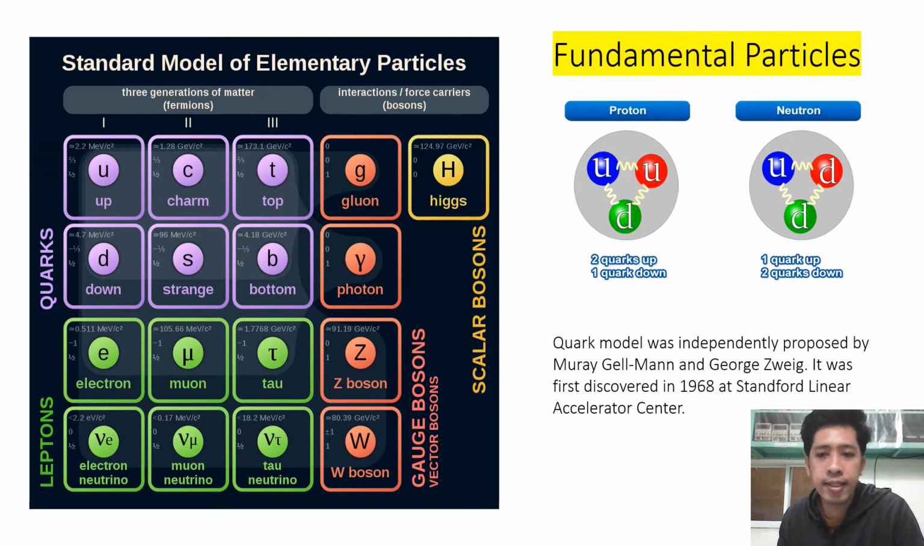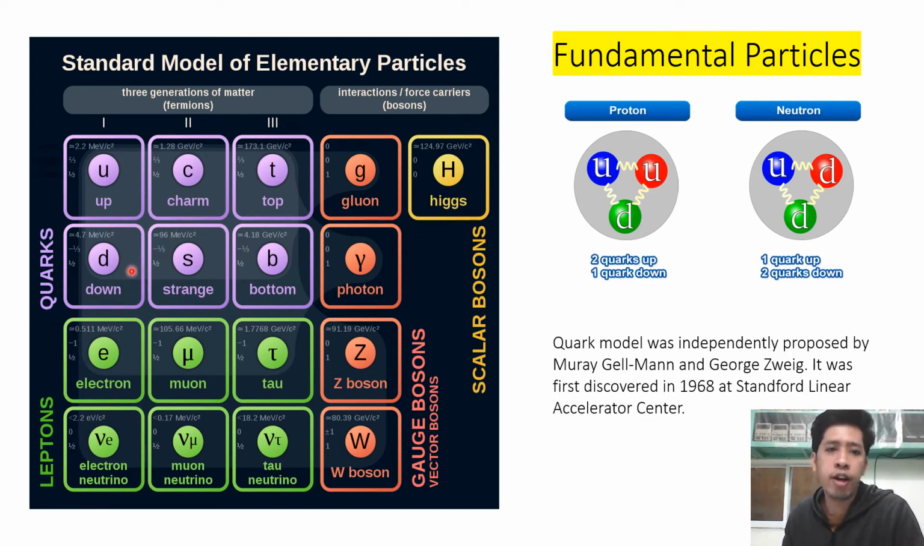Now we cannot stop discussing your atomic structure in just your neutrons, your protons, and then your electrons, because as you well know, your protons and then your neutrons are not actually very fundamental, so they can still be subdivided into other particles. Like say for example, you have here your standard model of elementary particles. So we call your fundamental particles your elementary particles.